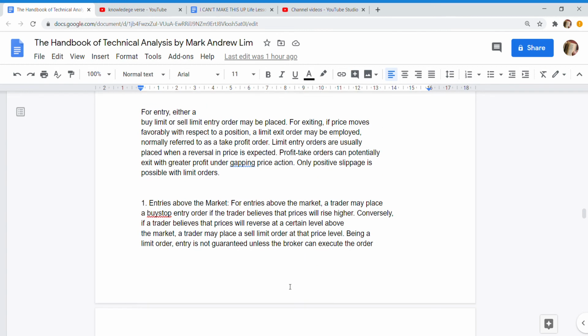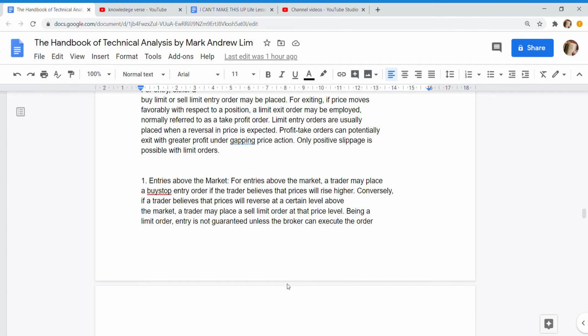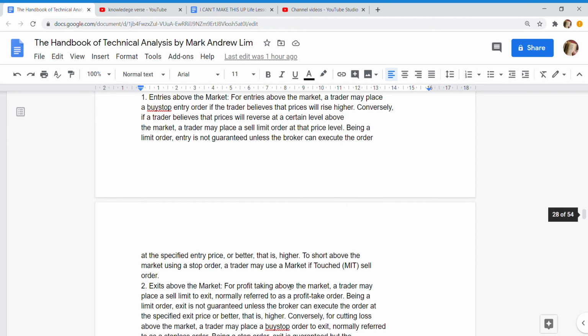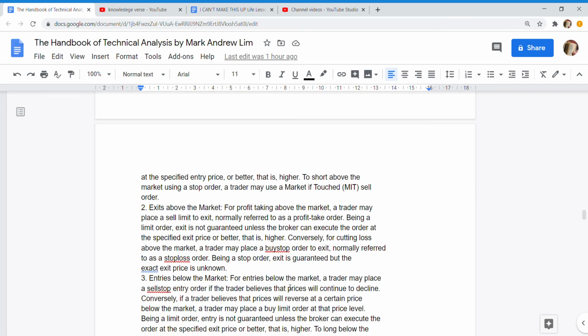1. Entries above the market. For entries above the market, a trader may place a buy stop entry order if the trader believes that prices will rise higher. Conversely, if a trader believes that prices will reverse at a certain level above the market, a trader may place a sell limit order at that price level. Being a limit order, entry is not guaranteed unless the broker can execute the order at the specified entry price or better, that is, higher. To short above the market using a stop order, a trader may use a market if touched MIT sell order.